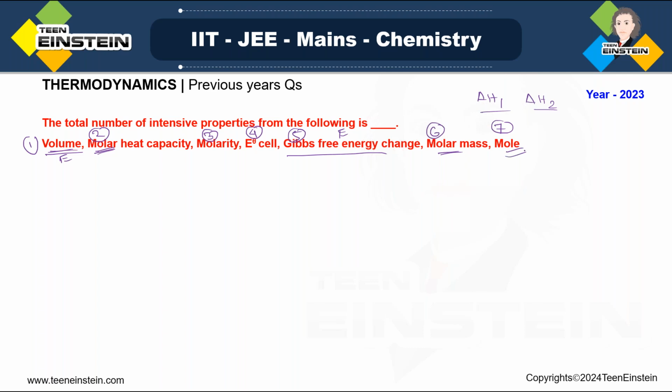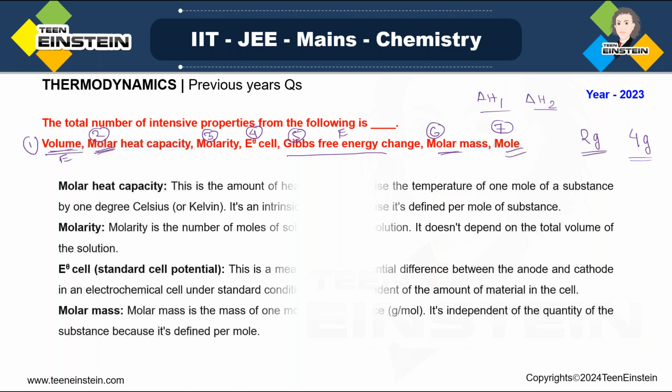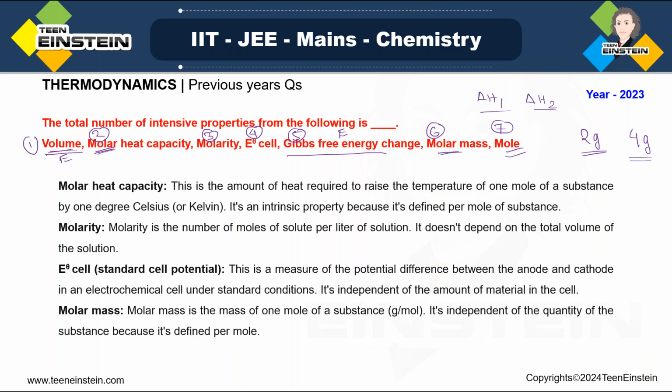Then moles. Now the number of moles may vary. Suppose you have taken 2 gram of any compound, and now you have increased the amount to 4 gram. The number of moles present in 2 gram will obviously now be double. So it is dependent. In this way, mole is also extensive.